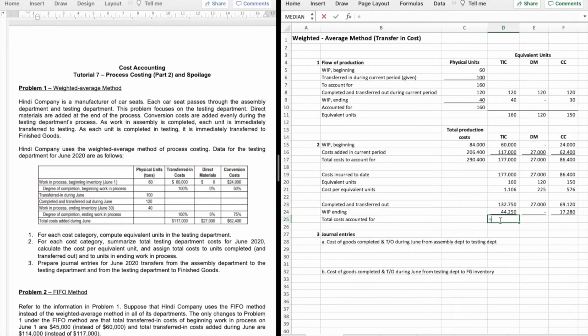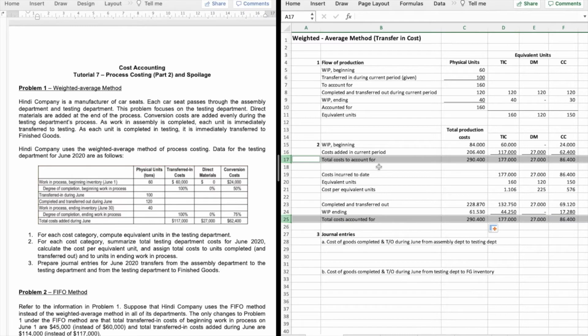Okay, so after this, we can calculate the total cost accounted for by adding the completed and transferred out with the ending work in process. And here, don't forget as well to calculate the three cost categories. So to make sure that your calculation is right, the numbers in total cost accounted for and the total cost to account for must be in the same amount.